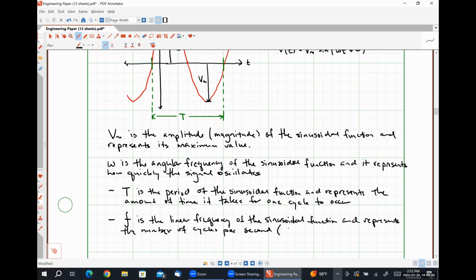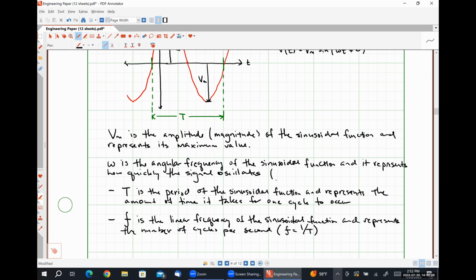So f is simply the inverse of the period, okay? If the period is the amount of time it takes for one cycle to occur, the linear frequency is the number of cycles that occur in 1 second. So they are inversely related to each other, okay?